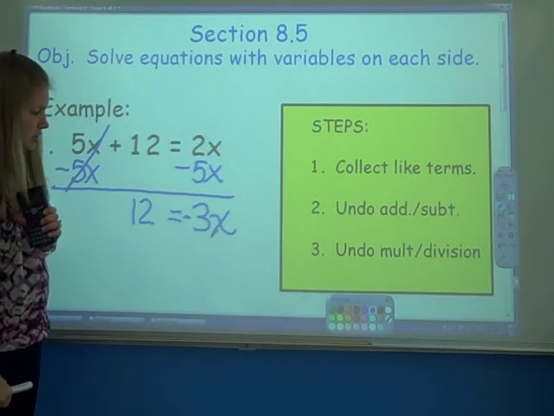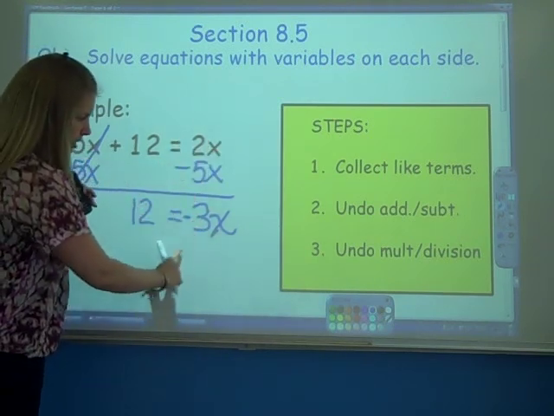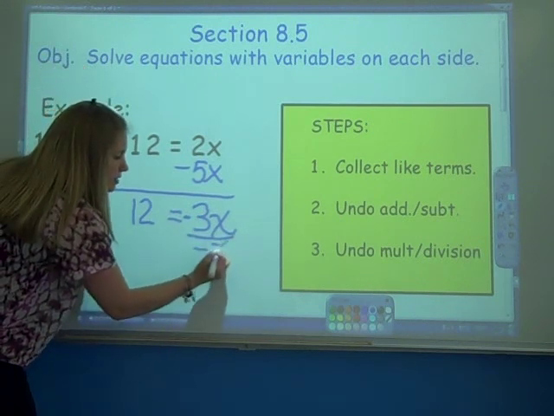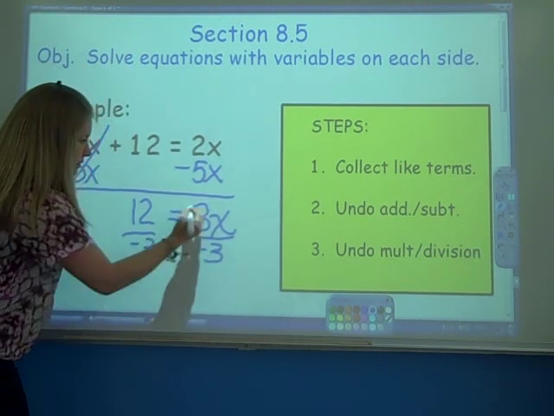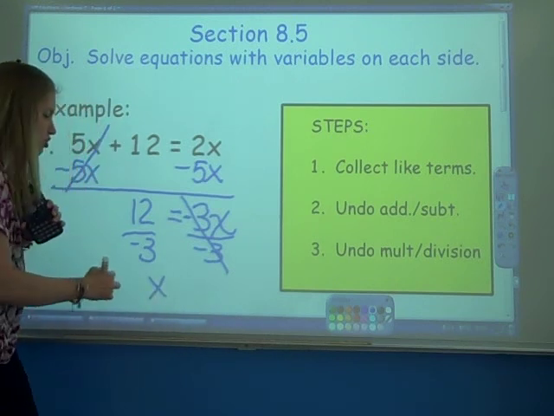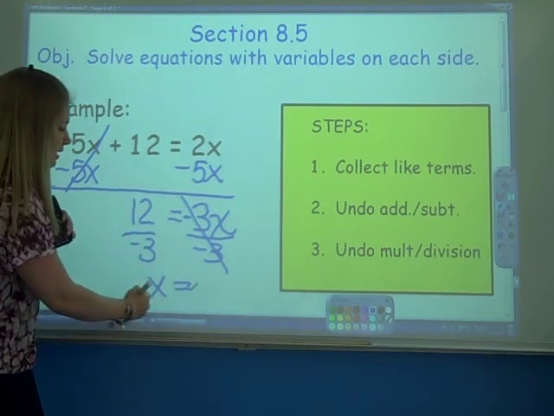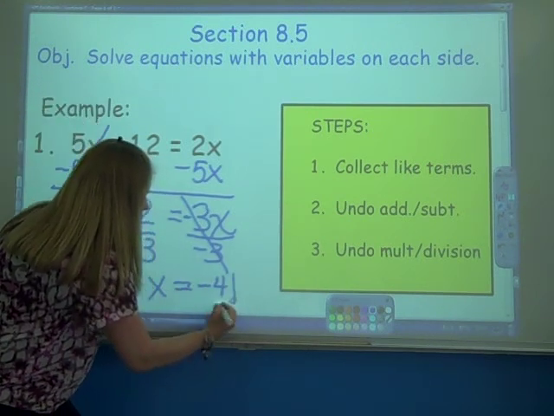Okay? And then we just solve. Now we've had all of our like terms collected. We have one variable. To solve, we divide both sides by negative 3. Cancel out. I'm going to bring my x over to the left side because your x should always, or your variable should always be on the left. 12 divided by negative 3 is negative 4.